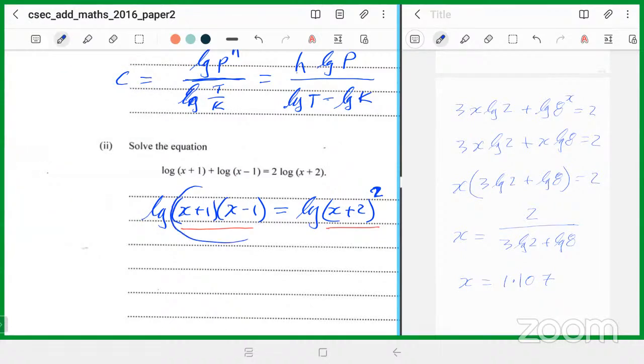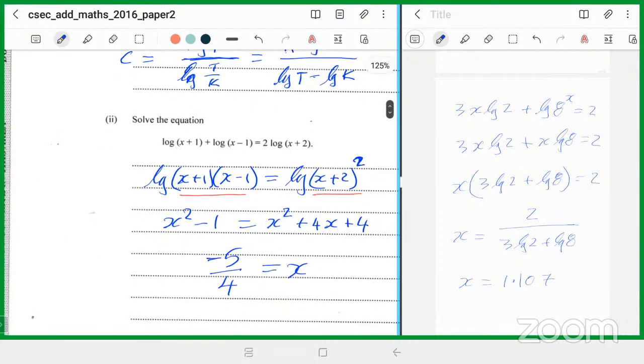Now, this first part is the difference of 2 squares. So it is equal to x squared minus 1 equals, this thing is a perfect square, I'm going to expand it. It becomes equal to x squared plus 4x plus 4. The x squared terms are eliminated. And if we're trying to make x the subject, I'm going to take this 4, bring it on this 5, and get negative 5. And so my x is going to be negative 5 on 4. Let me see if you all see that. x is negative 5 on 4.